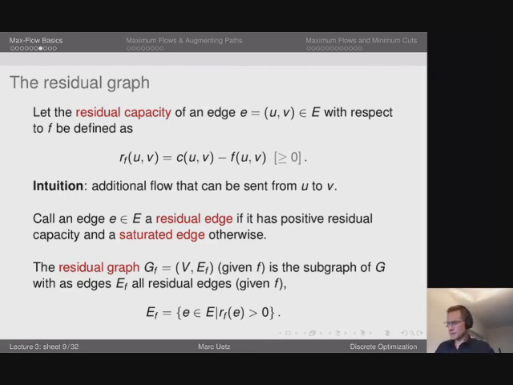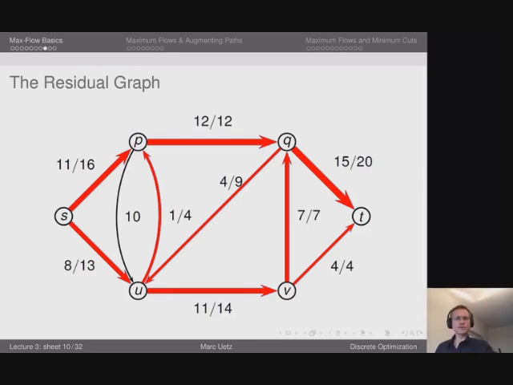Now let's look at the same example again. So here is the flow that we already had. Let's check, for instance, there is a flow of 11 from S to P, hence the residual capacity in the direction from S to P should be 5. Or there is a flow of 12 on the arc, or on the edge, from P to Q, hence the residual capacity along that edge is 0. This edge is saturated, so it shouldn't be part of the residual graph.